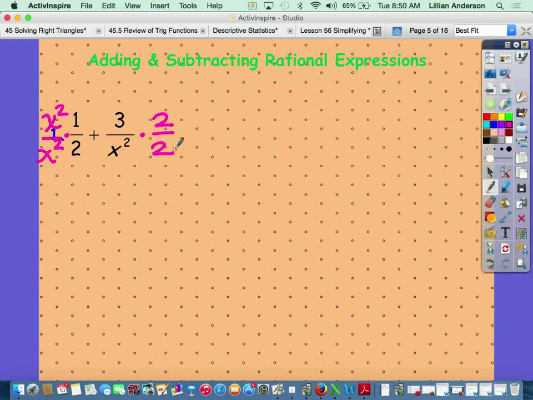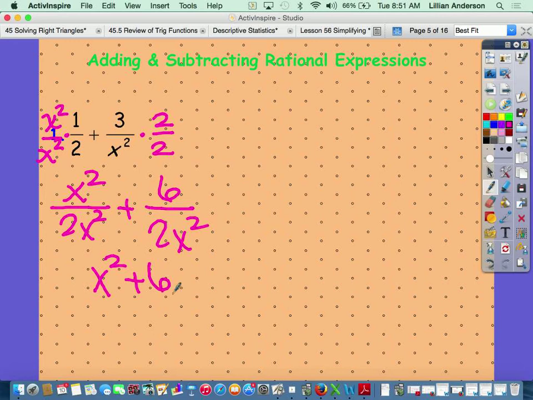So when I multiply x squared by 1, I get x squared. On the bottom, I'm going to have a what? 2x squared. For the other part of the fraction, 3 times 2? 6 over what? 2x squared. Now that I have a common denominator, I can just add the top. So then I'll get x squared plus 6 over 2x squared. All right?